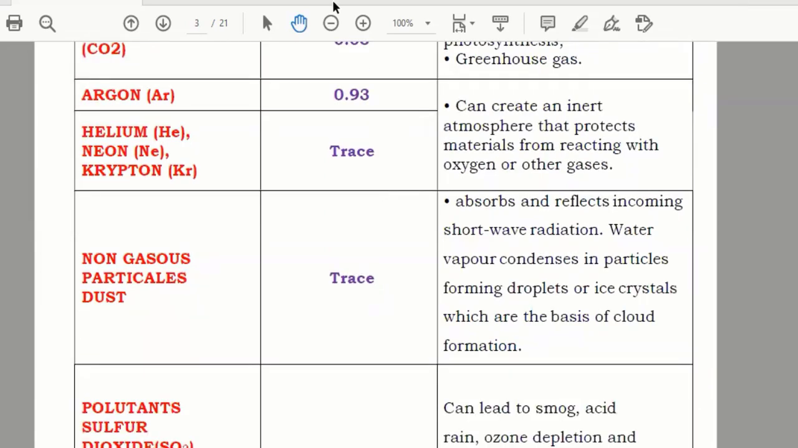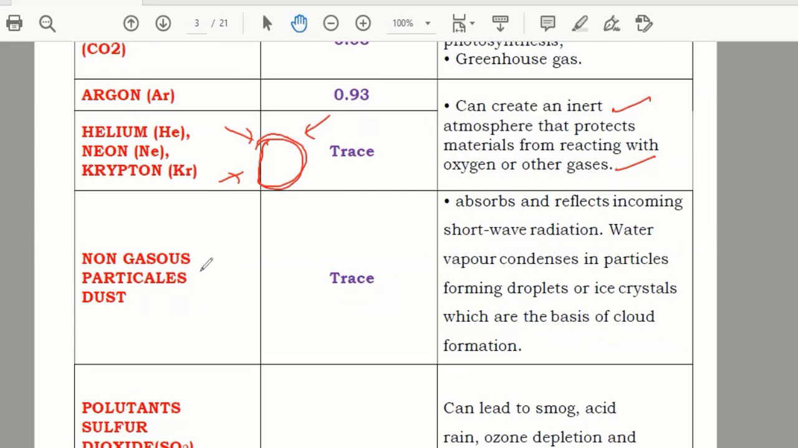Argon traces can create an inert atmosphere that protects material from reacting with oxygen and other gases. For example, if the noble gases cover something from all sides, they will not allow anything to get in. So they create an atmosphere that protects material from reacting with oxygen or other gases.